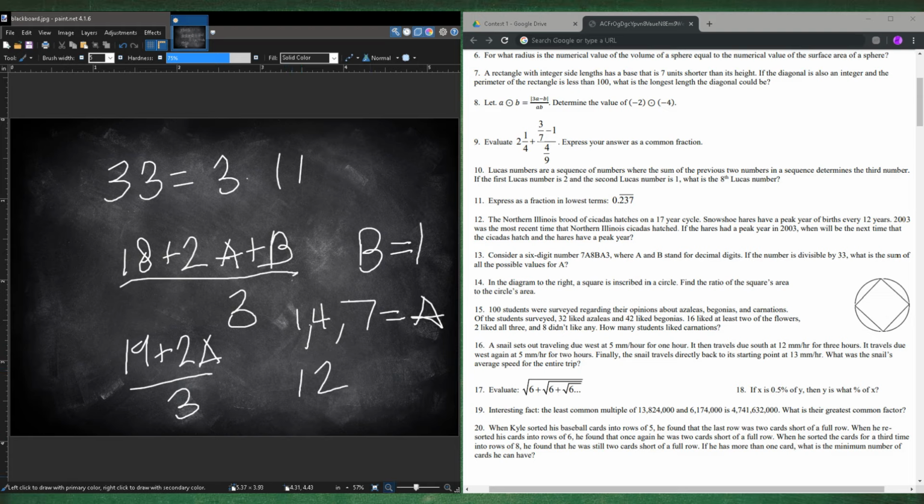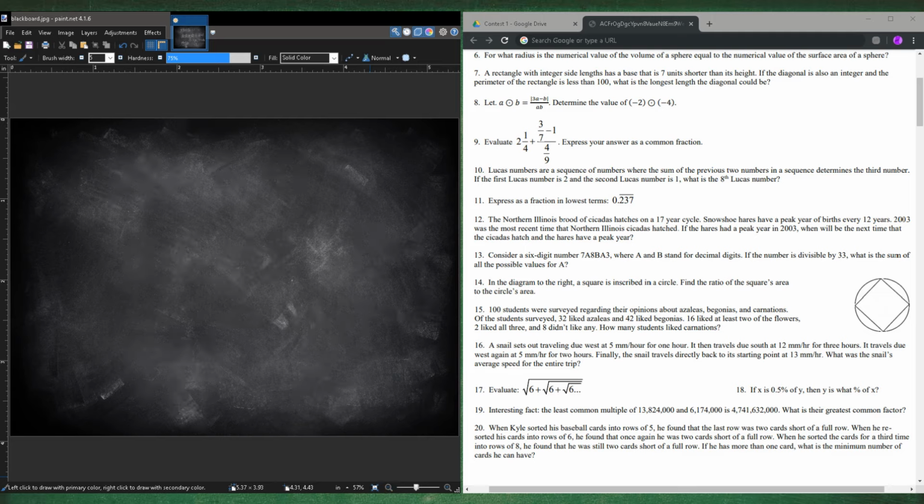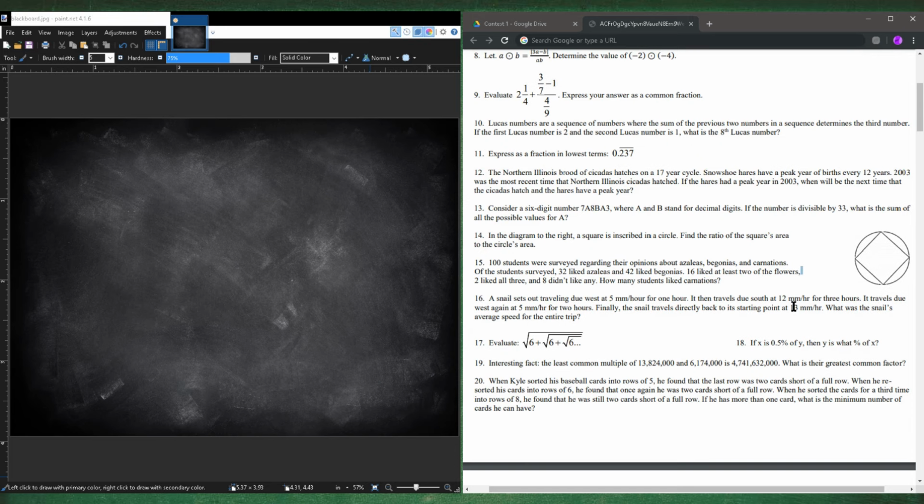Pretty interesting question, but not really difficult unless you don't know the divisibility rules. Sorry if I've been mispronouncing it. Vocab is hard for me.